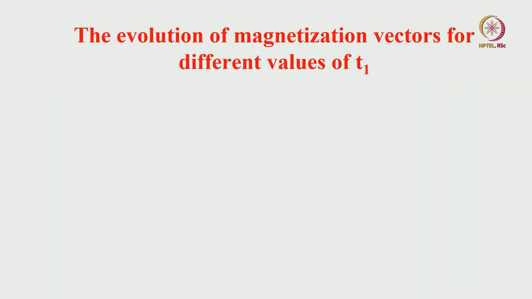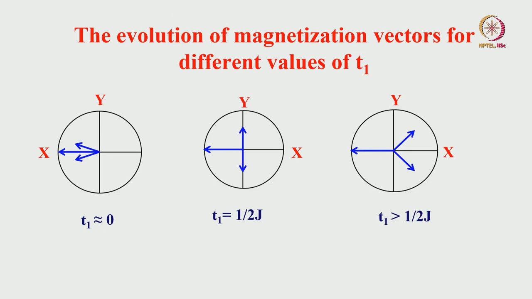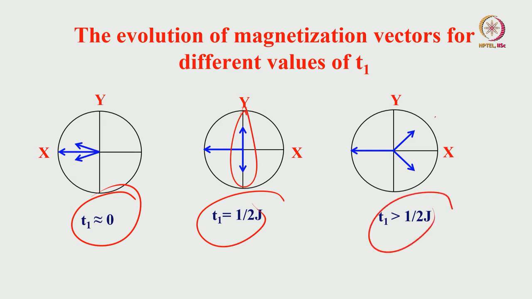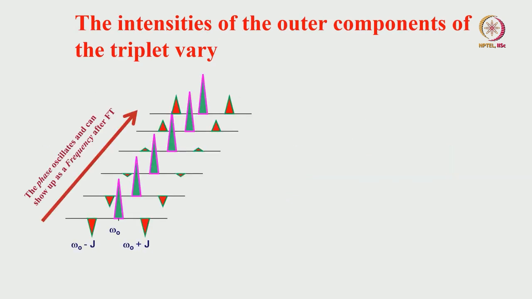The evolution of the magnetization vector for different values of T1 is like this. The central peak always remains the same, always focused on the same axis. At T equal to 0, this is what it is. At T equal to 1/2J, you have antiphase components because they have moved by 90 degrees. The central component is not precessing, always along the same axis. So the intensity of the outer components is the only thing which varies. The central component does not vary because it is fixed. It is not moving. But it can also change in intensity.